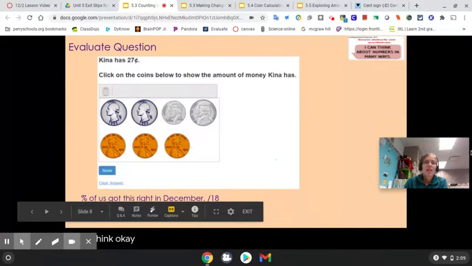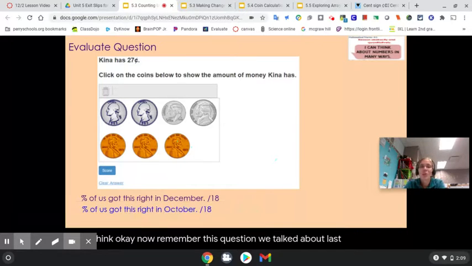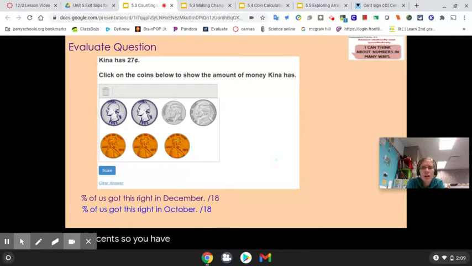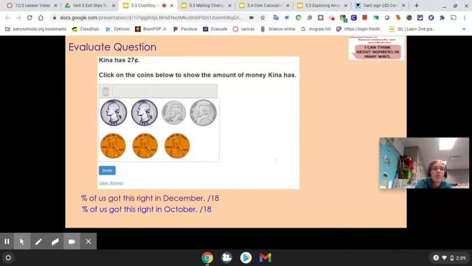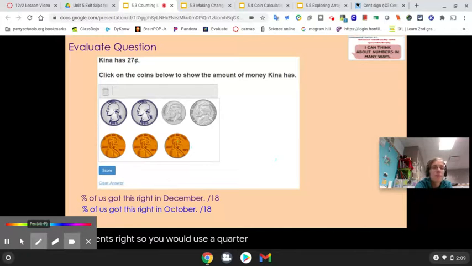Okay. Now, remember this question we talked about last week from Evaluate. It says Kina has 27 cents. So you have to figure out from those amount of coins, how much is 27 cents, what coins we would use. So we just talked about how a quarter is 25 cents, right? So you would use a quarter.